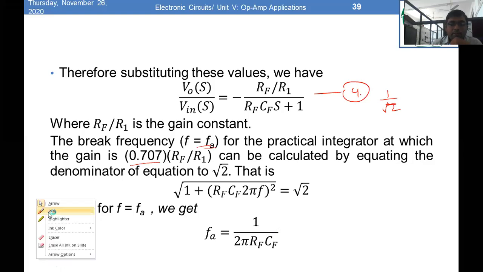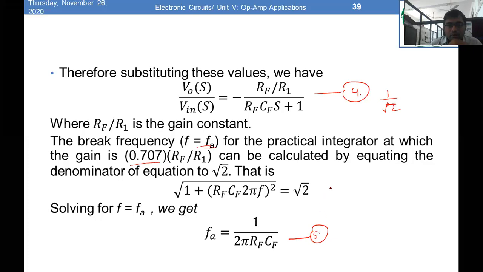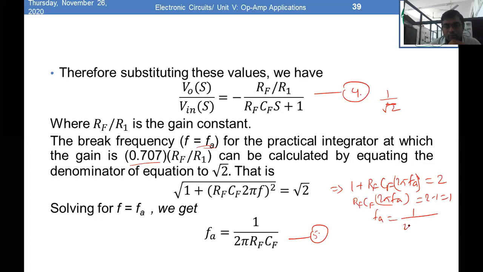This is a very important relationship. So how did this come? Take the square, so it becomes (RF CF 2 pi fa) squared equal to 2. So (RF CF 2 pi fa) squared is equal to 2 minus 1, that is 1. So fa is equal to 1 upon 2 pi RF CF. Okay, so this is a very simple derivation.